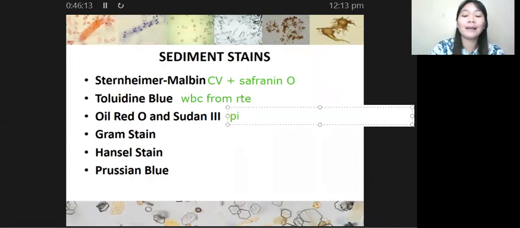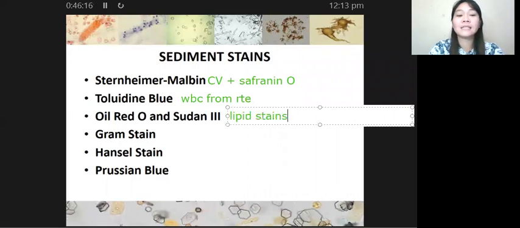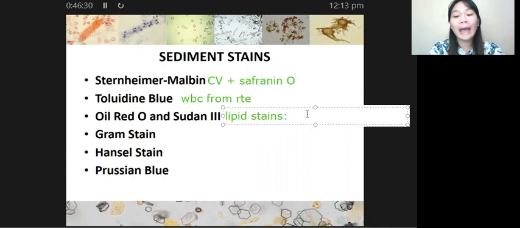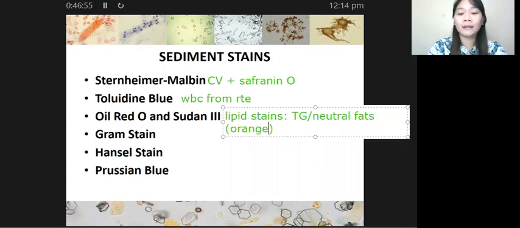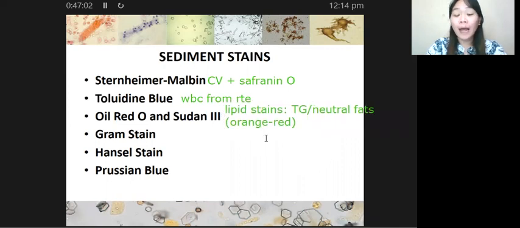In particular, we have your oil red O and your Sudan 3. Okay, so take note that the specific type of lipid that is demonstrable using these stains, we have your triglycerides, TG na lang ilalagay ko ha, otherwise referred to as your neutral fats. So with the use of oil red O and your Sudan 3, your triglycerides or your neutral fats will have a characteristic orange-red color.